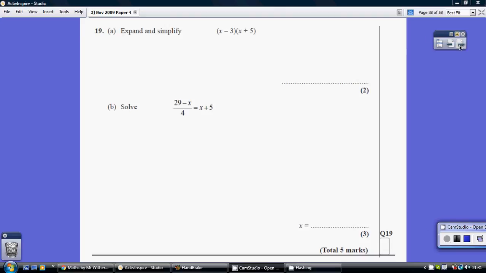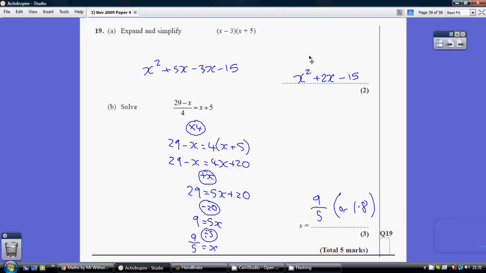Question 19. So remember how to multiply out a pair of brackets. Each of these terms has to multiply each of these terms. So x times x is x squared, x times plus 5 is plus 5x, minus 3 times x is minus 3x, and minus 3 times plus 5 is minus 15. So that's expanded. Remember, expanding is getting rid of the brackets.